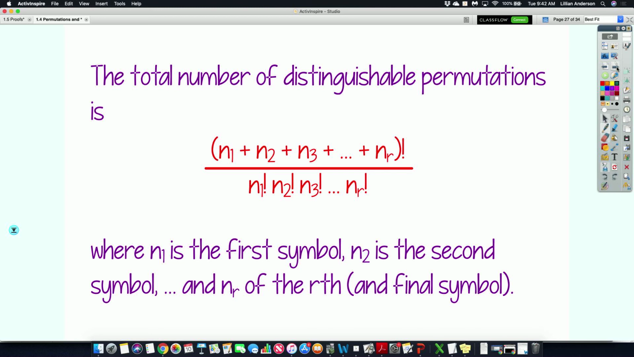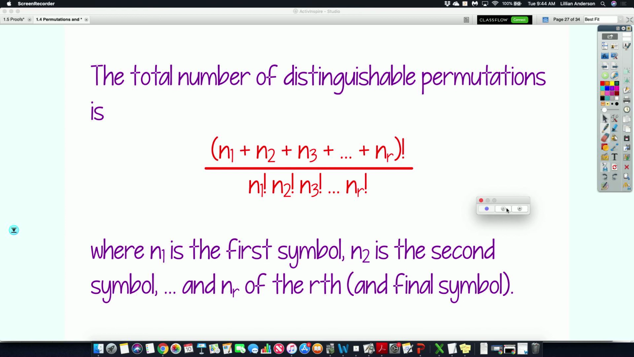red. Where N sub 1 is the first symbol, N sub 2 is the second symbol, and so on and so forth till you get to N sub R of the final symbol. So in other words, anytime you have repeated symbols, repeated letters, repeated books, numbers, whatever, you have to take into account there's different ways that those two can be arranged, that first U versus that second U, first L, second L, so on and so forth.